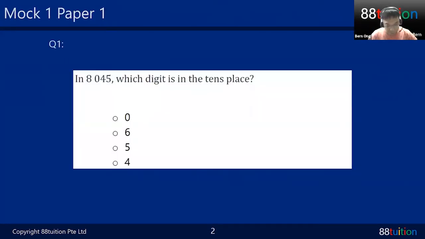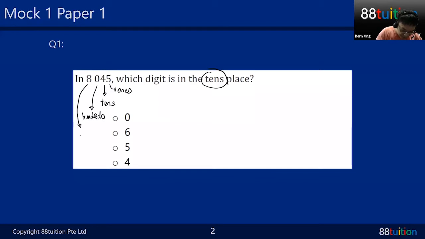Question 1. In 8045, which digit is in the tens place? Very simple, straightforward question. We know that the 5 is in the ones place, so the 4 must be in the tens place. The 0 is in your hundreds place. Remember, when they ask you about place, everything must have the S behind: ones, tens, hundreds. And this one will be your thousands place.